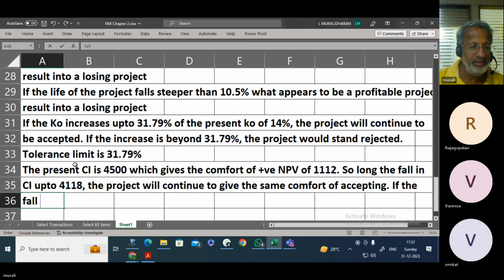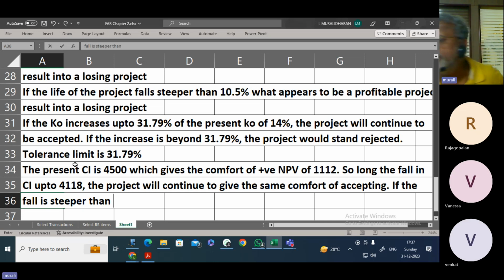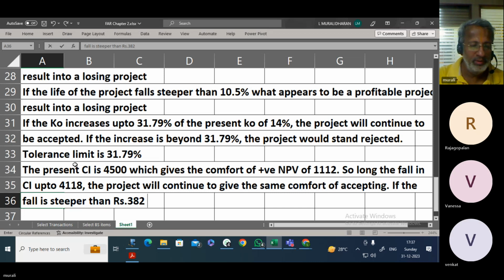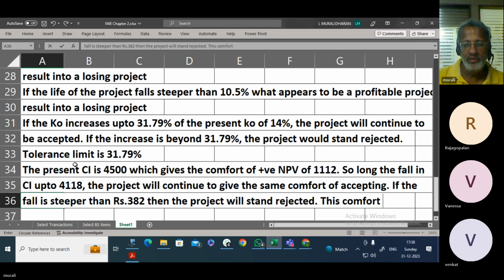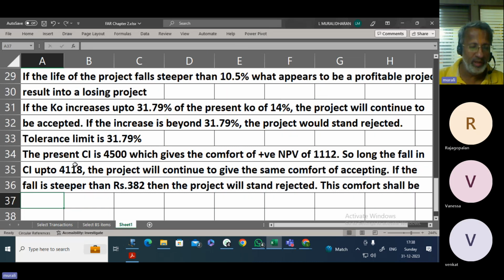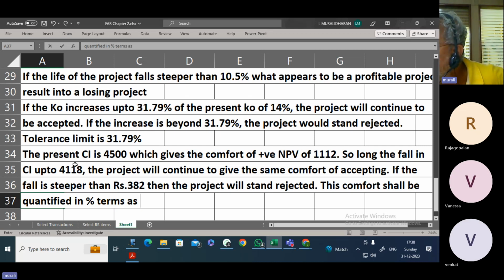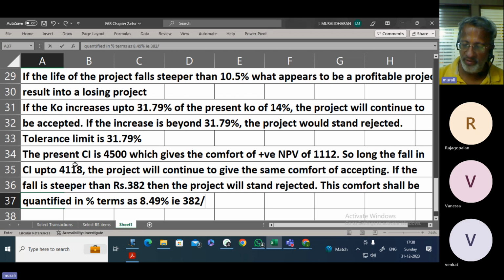If the fall is steeper than, how much is the fall now? You can see 4,500 minus 4,118, steeper than rupees 382. If the fall is steeper than 382, then the project will stand rejected. So this comfort shall be quantified in percentage terms as 382 divided by 4,500, which is 8.49 percent.